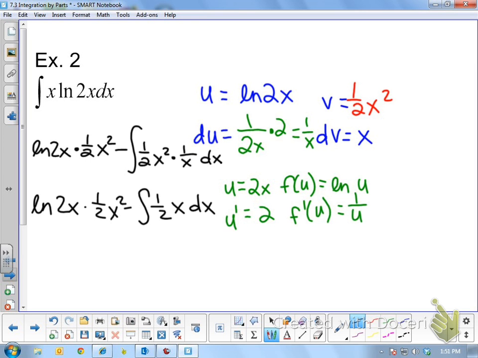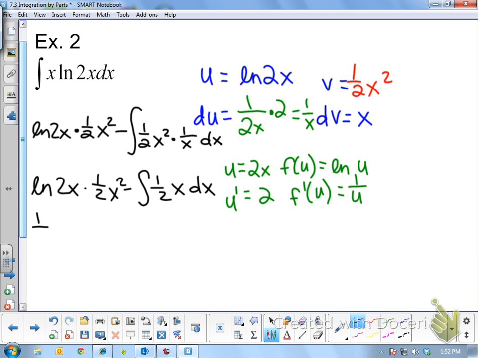Is that something I can take the integral of without applying integration by parts? That's just an anti-power rule problem. So I'm going to rearrange. Usually we put the polynomial in front of the logarithm. So I'm going to rearrange so it's 1/2 x squared ln of 2x minus, and then we add 1, so we get x squared, and we divide by 2. What are we going to get if we divide by 2? 1/4. Plus c.